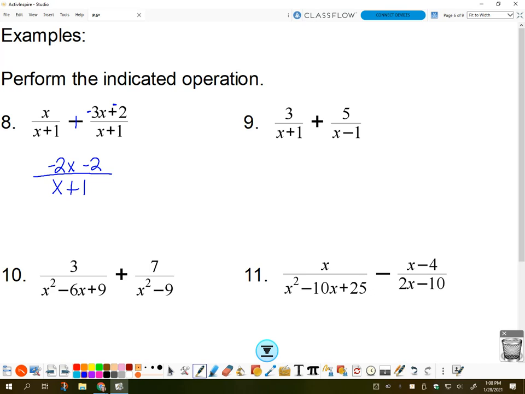All right, so the last step says to simplify if you can. So I just want you to mentally think, can I make this look like this? And I think if you pull out a negative 2, then you can make them match. And you'll just get negative 2 as your answer.